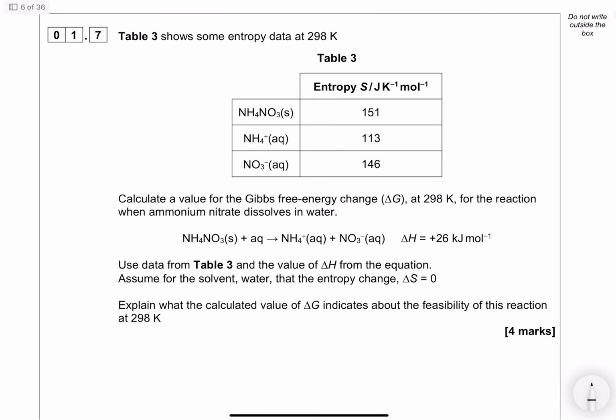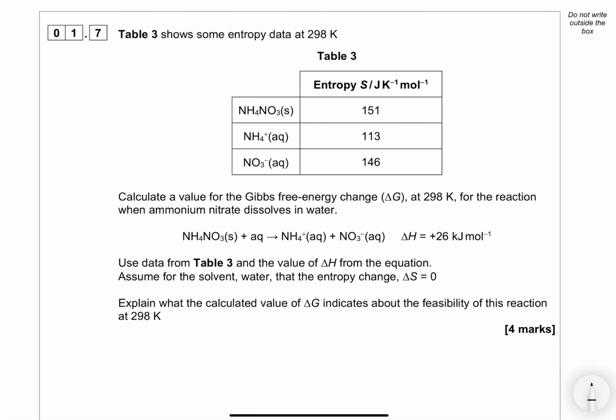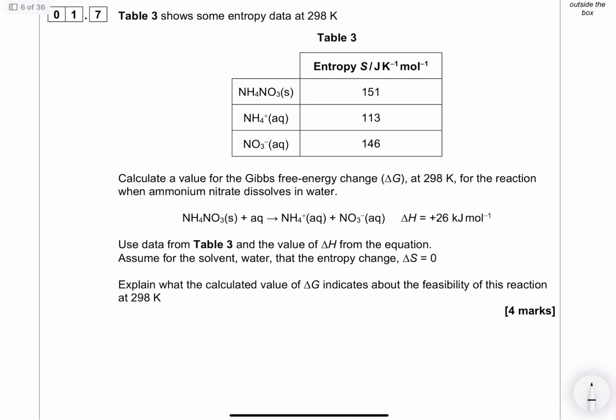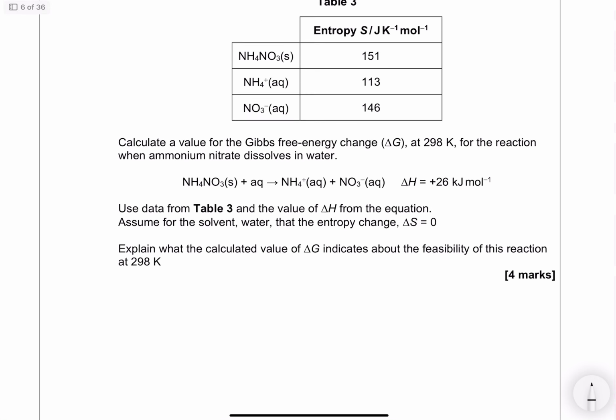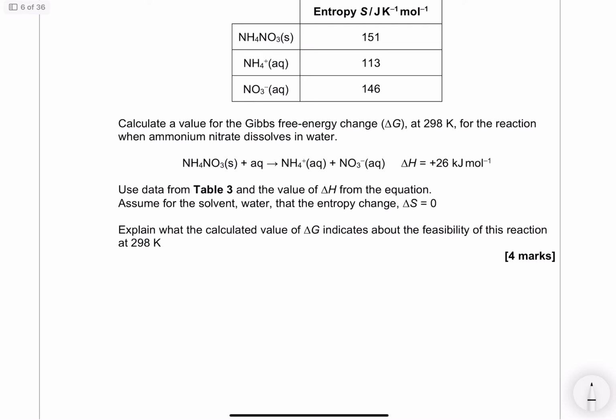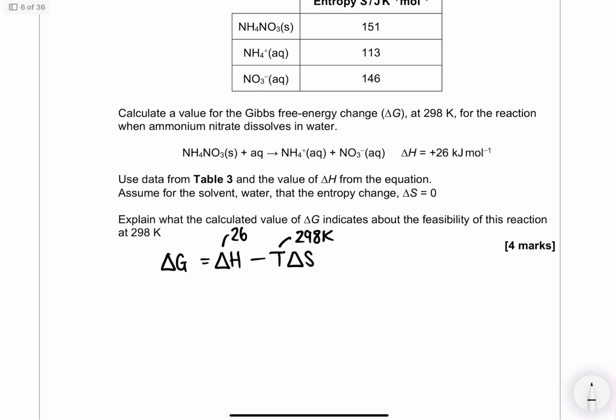Table 3 shows some entropy data. Remember, entropy is a measure of disorder. Calculate a value for the Gibbs free energy for the reaction when ammonium nitrate dissolves in water. Use data from table 3 and the delta H from the equation. Assume for the solvent water that the entropy change delta S is 0. Now here we need to do delta G equals delta H minus T delta S, and we want T to be 298K. We've been told that delta H is plus 26, but we haven't got delta S other than for the water.